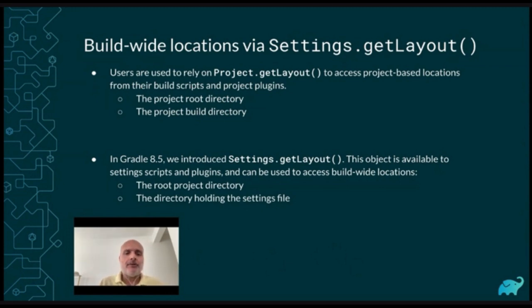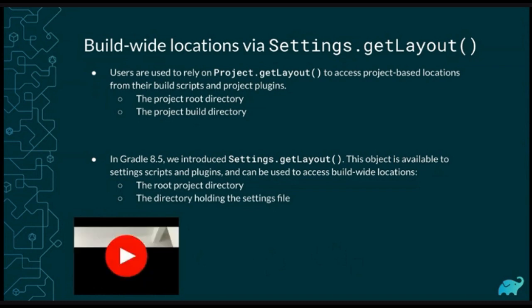In Gradle 8.5, we introduced settings.getLayout. This object is available to settings scripts and plugins and can be used to access build-wide locations, such as the root project directory or the directory holding the settings file. So basically, it's what is summarized on the slide. Thanks for the summary.